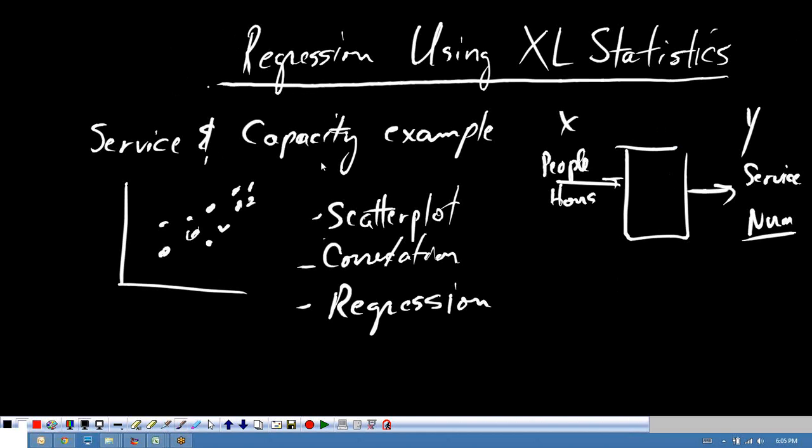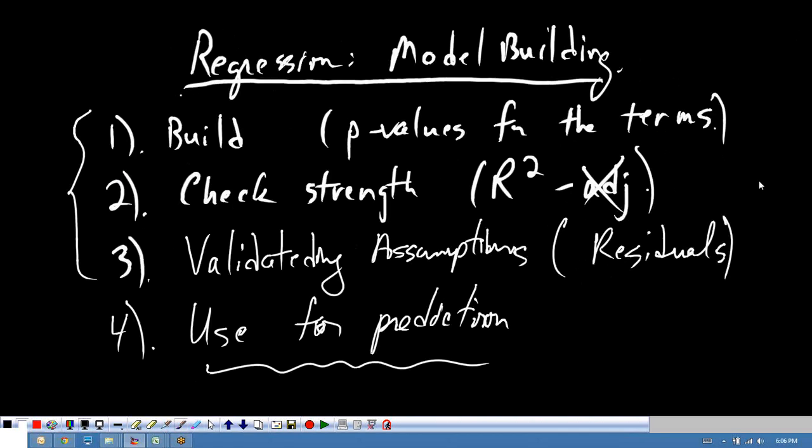The example that we're going to go through is the one that's in the book on service and capacity. I think it's called Service and Capacity Part 2. We're going to quickly do a scatter plot, correlation coefficient, and then we'll do a regression. By the way, this is the block diagram that you should have, where Y is our service level, which is a number. People hours is a number also. That's our predictor or our driver. And anyway, when we do the regression, we're going to go through and do it right.